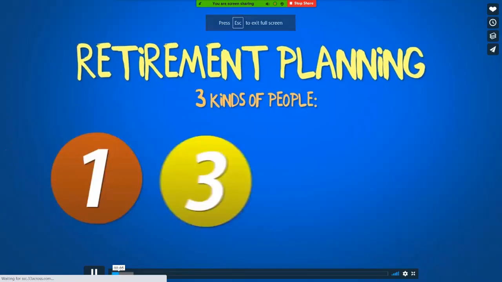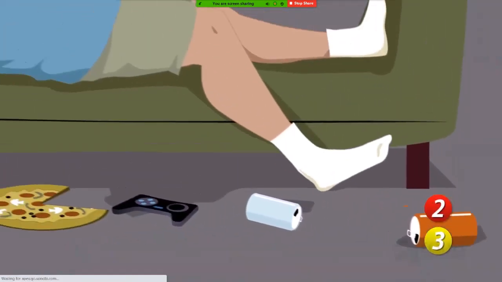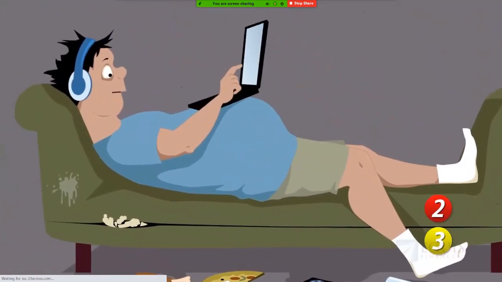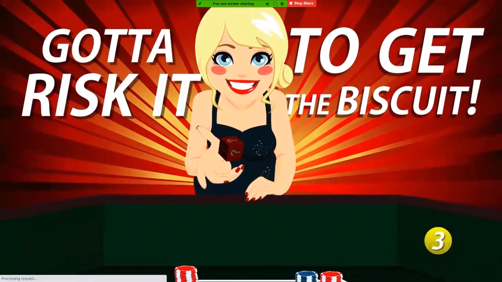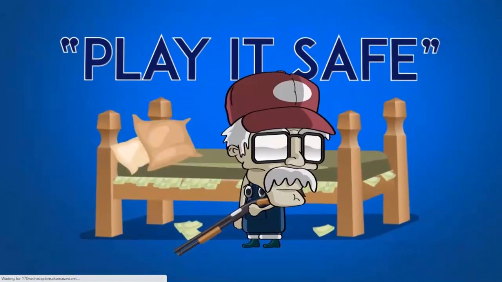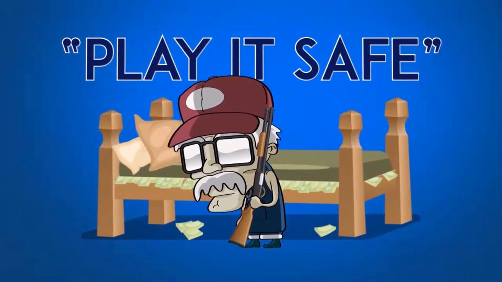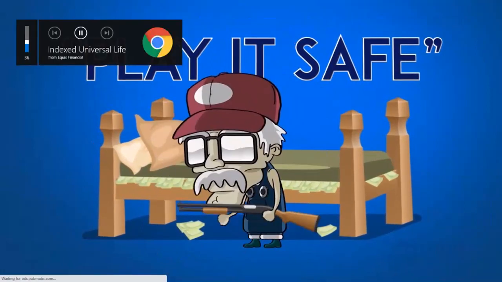When it comes to retirement planning, there are three kinds of people. The guy who doesn't think about or plan for retirement, you don't want to be that guy. The gambler type who feels the only way to grow her money is to risk losing it all in the stock market, and the play it safe type who shudders at the thought of losing a single penny of his savings, even if it means sacrificing any opportunity for that money to grow.